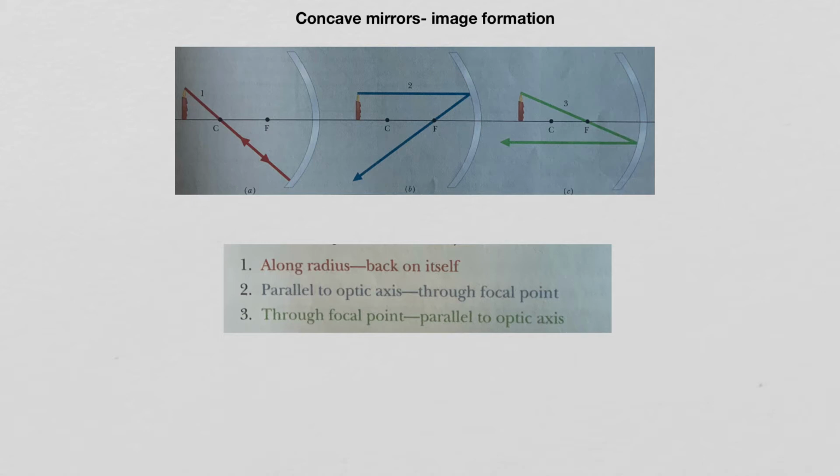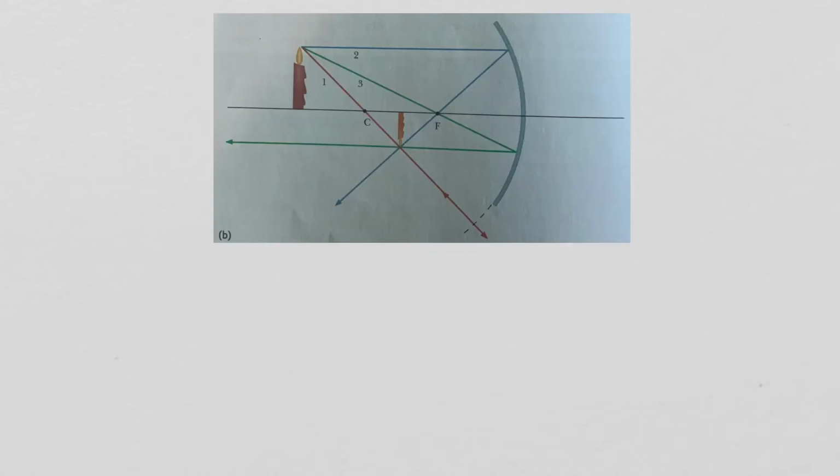So, if I place an object in front of the mirror and look at those 3 rays combined, I can get a picture of the formation of the image of this object. Let's look at this example of image formation by a concave mirror. So here is the mirror, and then the object is placed beyond the center of the mirror.